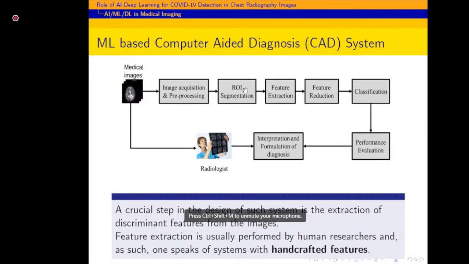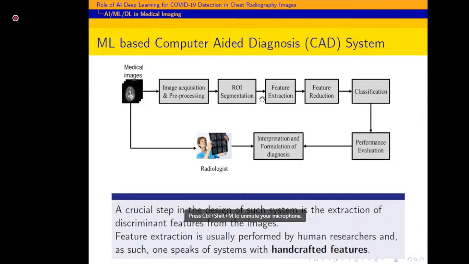But sometimes this ROI segmentation can also be used as a pre-processing stage in a machine learning based CAD system, where you need to only identify a particular region where there is a presence of abnormality in the image, right? So there is no need to extract the patterns or the features from all over the image. Rather, you want to only extract features from the important part of the image. And that's what ROI segmentation is.